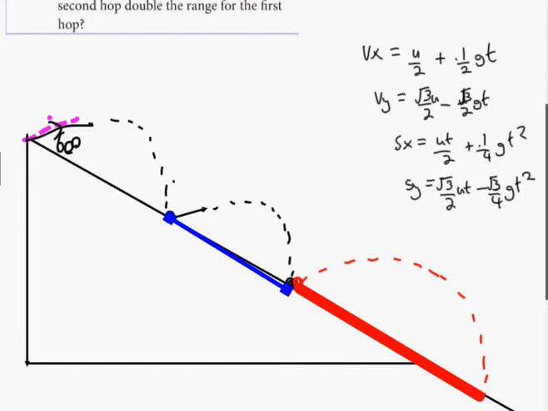You break up your velocity. It's 60 degrees, right? And that's u. So what's u sine 60? Anybody? Sine 60 is root 3 over 2 u. And cos 60 is u over 2.